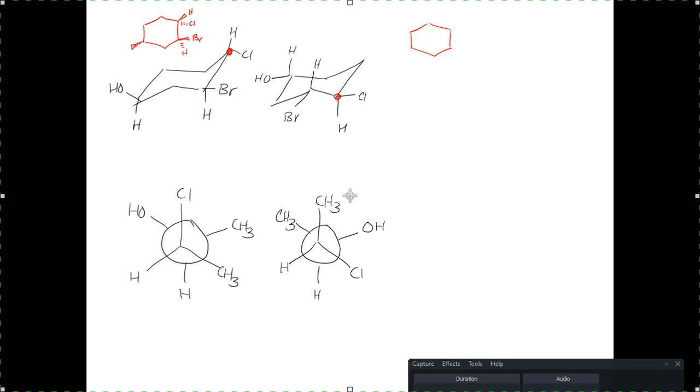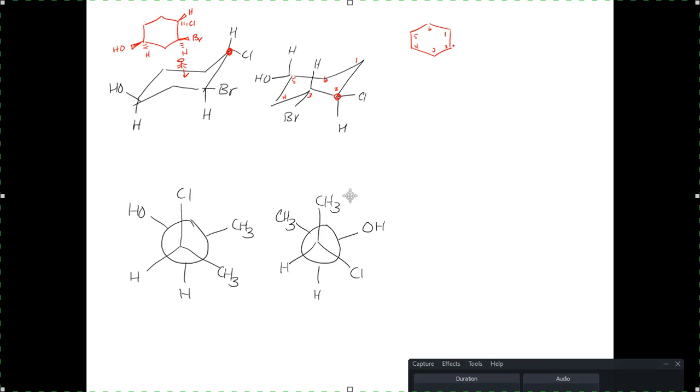And then over here, the OH and the H. And remember, how am I doing that? I'm looking down on the ring, and I'm looking at the positions above the ring versus the positions below the ring. So let's do that over here. What do we have? Now again, this is carbon 1, 2, 3, 4, 5, and 6. So this is 1, 2, 3, 4, 5, and 6.